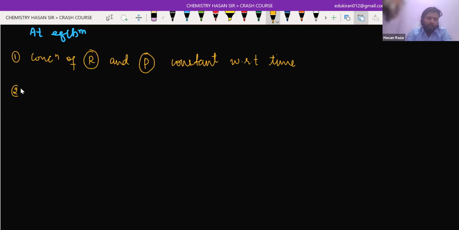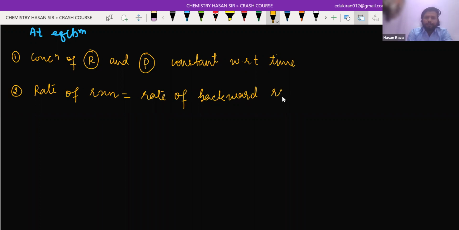Then we are going to talk about the rate of reaction. Rate of reaction, that means rate of forward reaction will be equal to rate of backward reaction. Rate of forward reaction, I didn't write it here, please do write it here. That means the rate at which reactant converts into the product should be equal to the rate at which product converts into reactant. So these are some characteristics of the equilibrium.